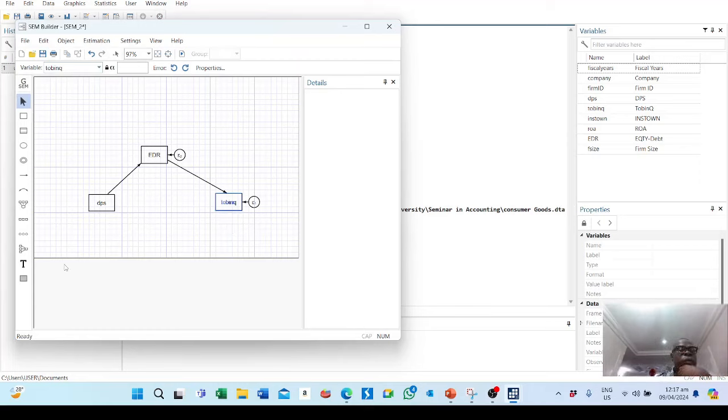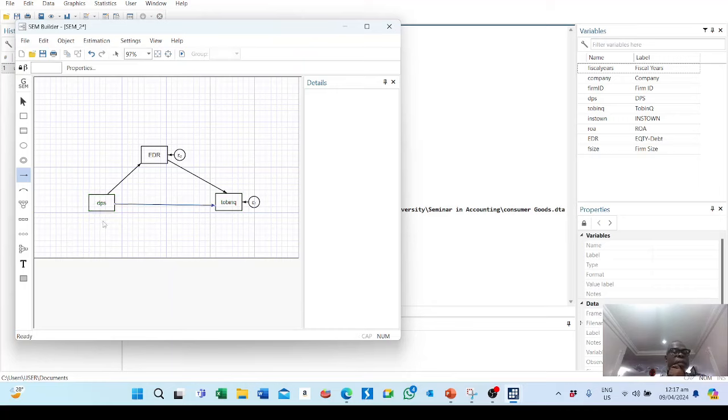We need to create another path. We have created the direct path of DPS on EDR and the direct path of EDR on TobinsQ. So we need to create the direct path of DPS on TobinsQ. So that has been created. So all the paths are now complete.